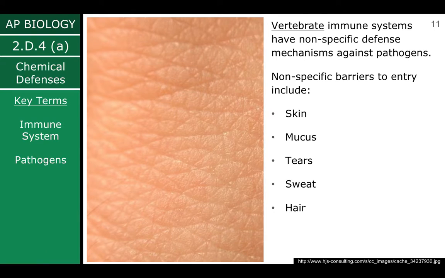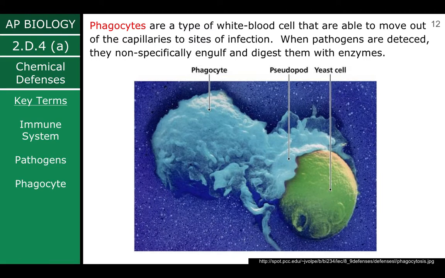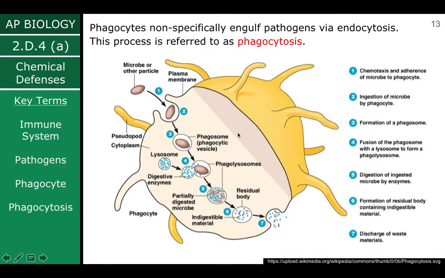Vertebrate immune systems have non-specific defense mechanisms against pathogens. Our non-specific barriers include skin, mucus, tears, sweat, and hair. Phagocytes are types of white blood cells that are able to move about the capillaries to sites of infection. When pathogens are detected, they non-specifically engulf and digest them with enzymes. And this is really crazy that this can happen. It's amazing. Phagocytes non-specifically engulf pathogens via endocytosis, which is referred to as phagocytosis.